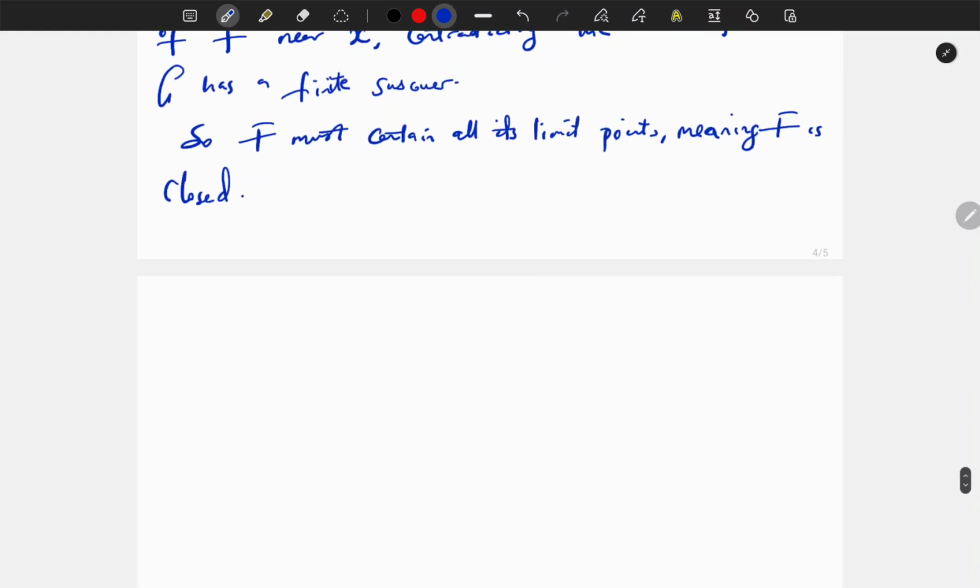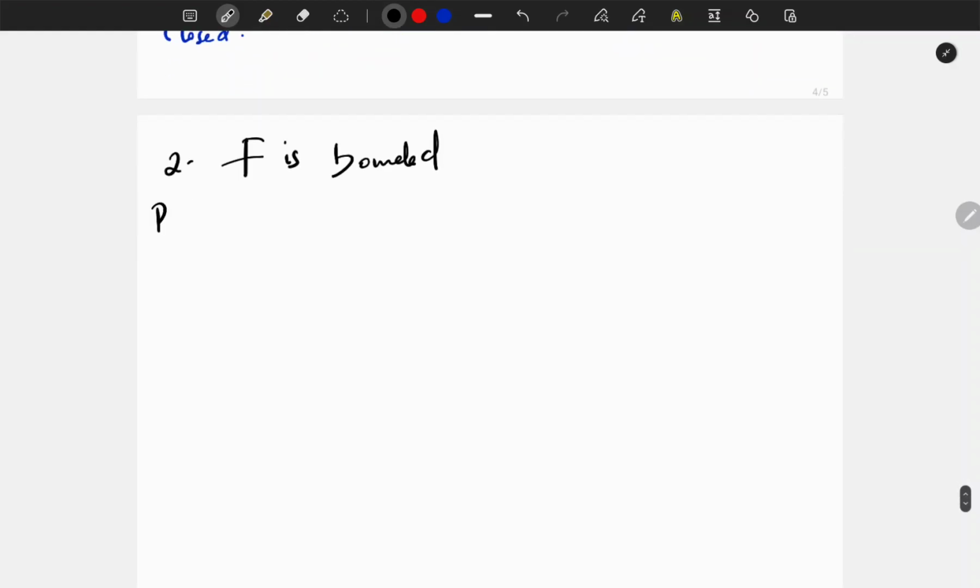Alright, so the next one is 2: F is bounded. We prove this by contradiction also.